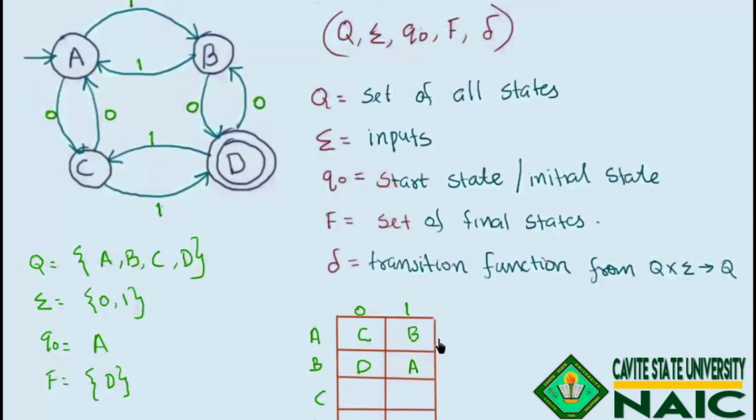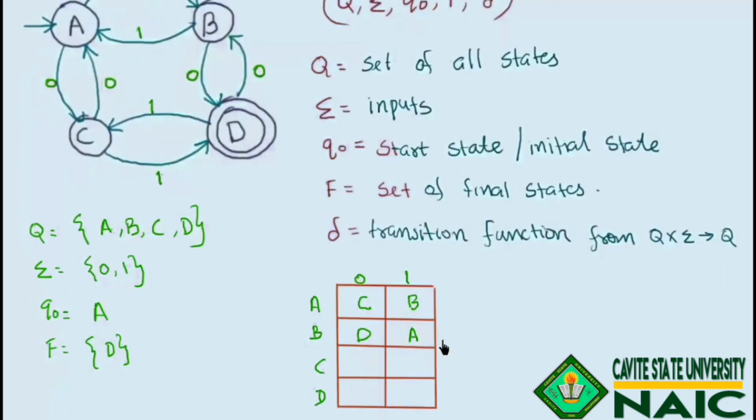Now, suppose I'm in state C. If I get input 0, where does it go? It goes to state A. And if I'm in state C and I get input 1, where does it go? It goes to state D. Alright, and if I'm in state D and I get input 0, where does it go? It goes to state B. And from state D, if I get input 1, it goes to state C.